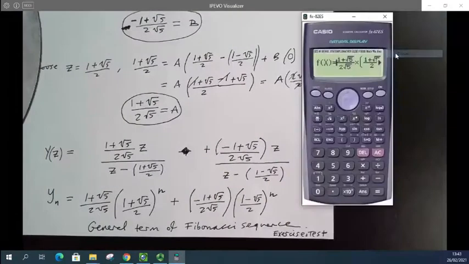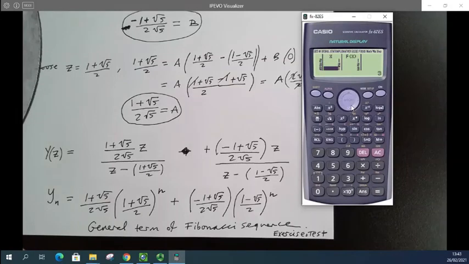Let's double check. So equal from 0 to, let's try 20. Step up in ones. It's done it. Great. So we could find out, if we wanted, the 20th term of the sequence, 6,765. And that's when n is 19. So there you go. That's all for this video.